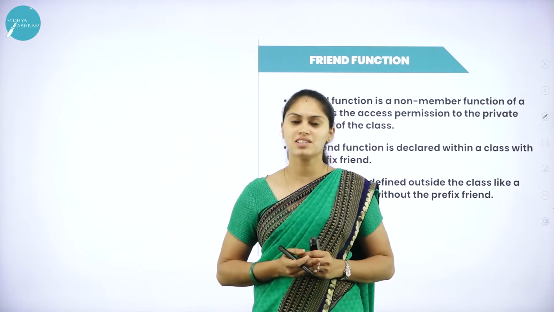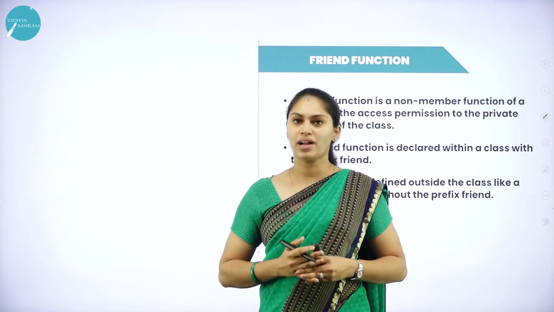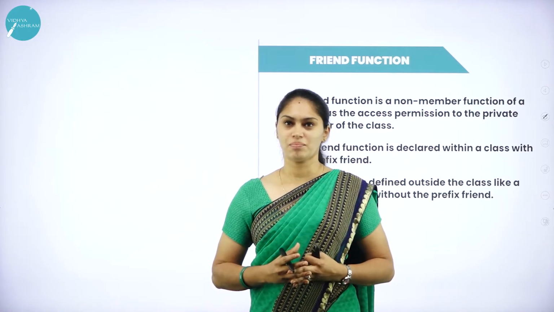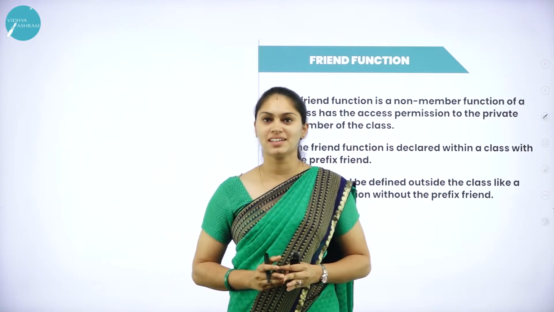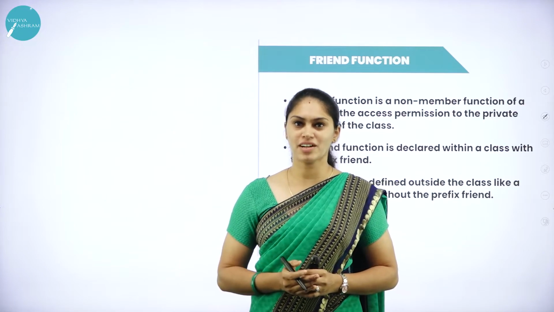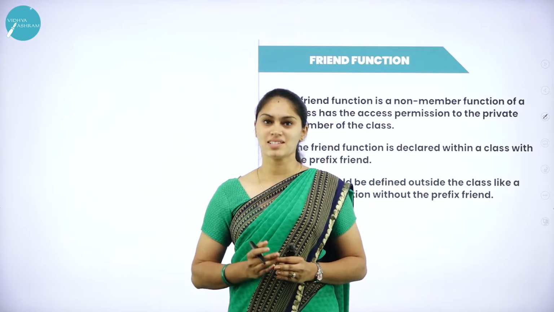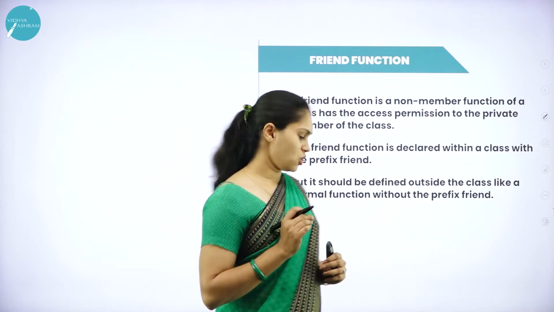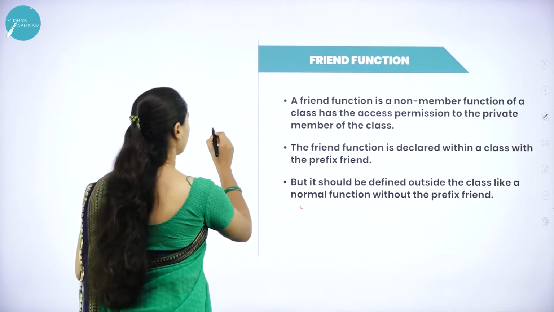Then how can I access those data in my program? That can be done with the help of this friend function. Okay, so friend function is nothing but what? It is a non-member function that will be used to access the private and protected members of a class. Okay, so here I will show you one example.